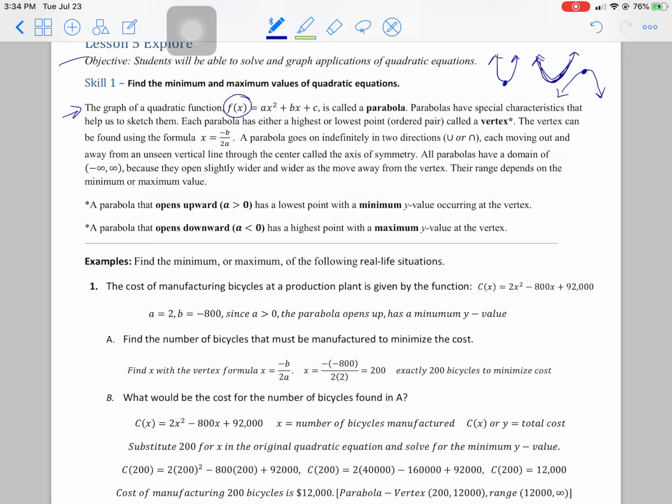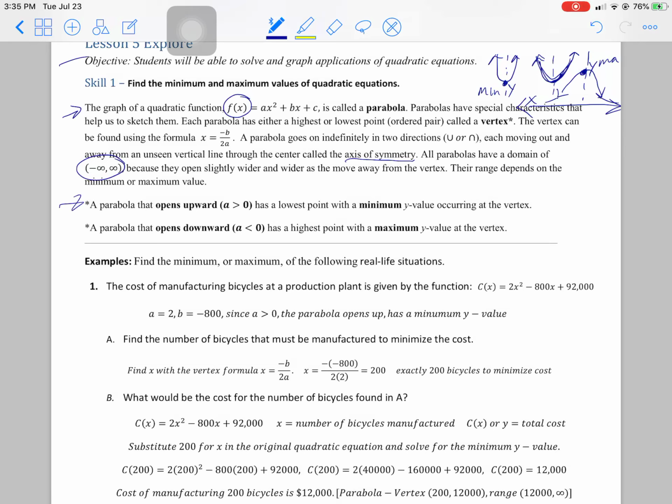The parabola goes on indefinitely in two directions, each moving away and out from an unseen vertical line going through the middle, called the axis of symmetry. Parabolas have a domain. They all have the same domain. Because they continually get wider in each direction, your x-axis infinitely is covered, so it keeps going out and out as it goes away. But the range stops at the y value of the vertex. So this is a min and this is a max.